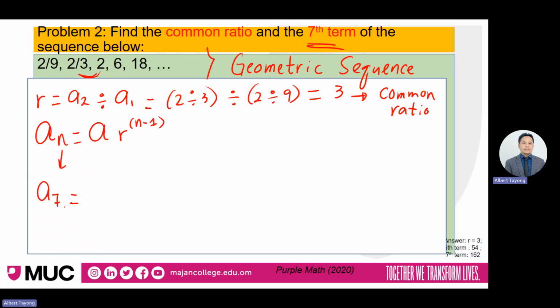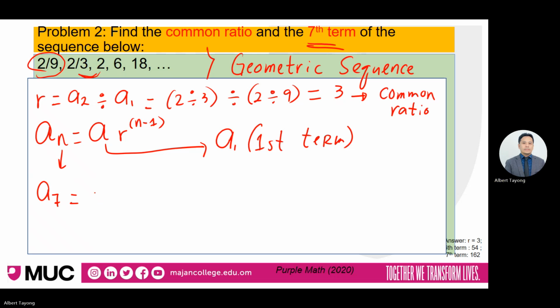So this will become a sub 7 equals a. A is the first term, or a sub 1. Now the sequence is given. Our first term is 2 over 9. So that is 2 over 9 times r. Our r is 3. And raised to the power of n minus 1. So that would be 7 minus 1.